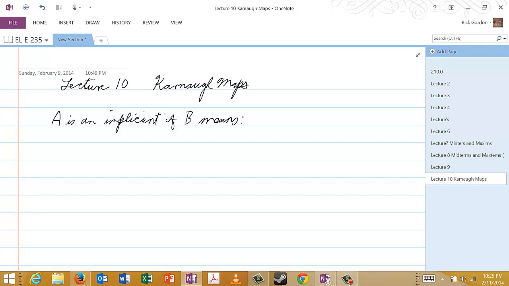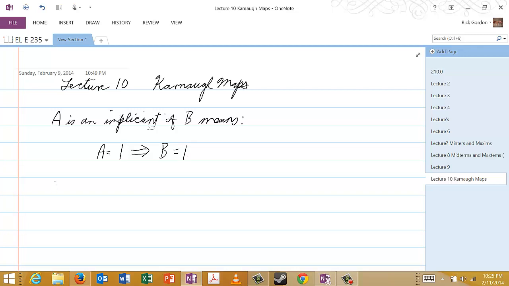If we say that A is an implicant, notice the N here. We're going to have a similar word later, implicate, that has no N in it. So do observe the A there. If A is an implicant of B, that means that A equals 1 implies B equals 1.